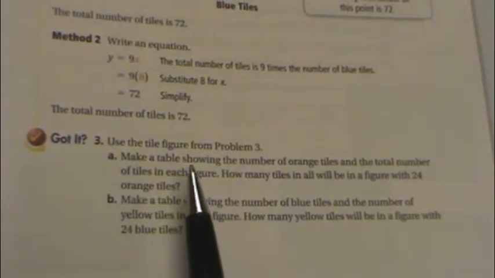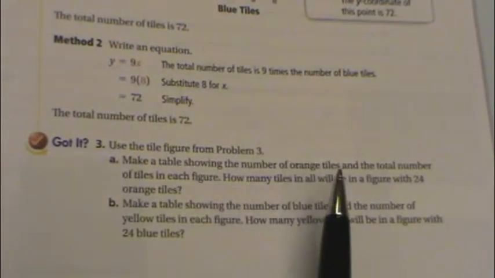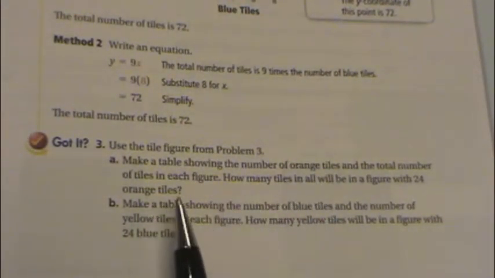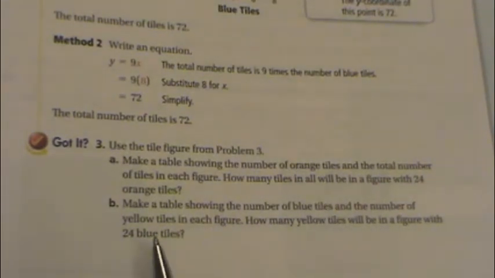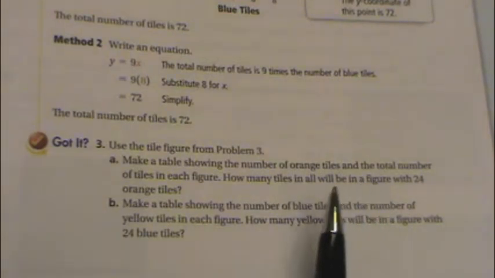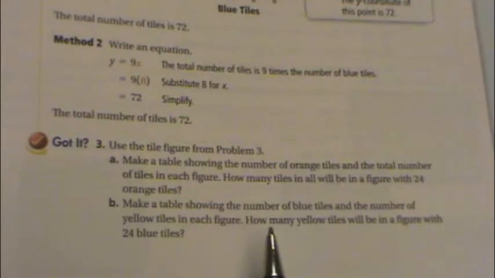Using the tile figure that we were just looking at, make a table showing the number of orange tiles and the total number of tiles in each figure. Make a table showing the number of blue tiles and the number of yellow tiles in each figure. So, for both of these, we're trying to figure out, letter A, how many tiles in a figure with 24 orange tiles. For letter B, how many yellow tiles in a figure with 24 blue tiles. You know what to do. I'll be right back with the solution.